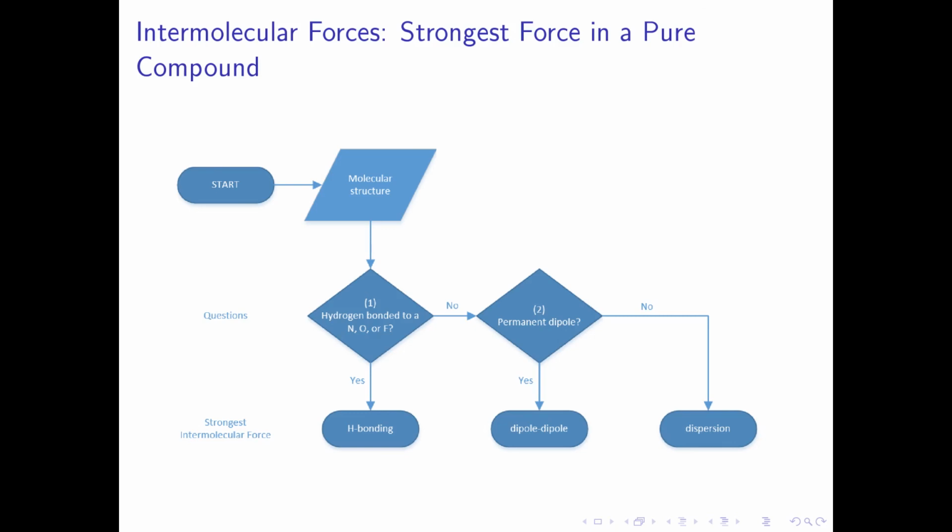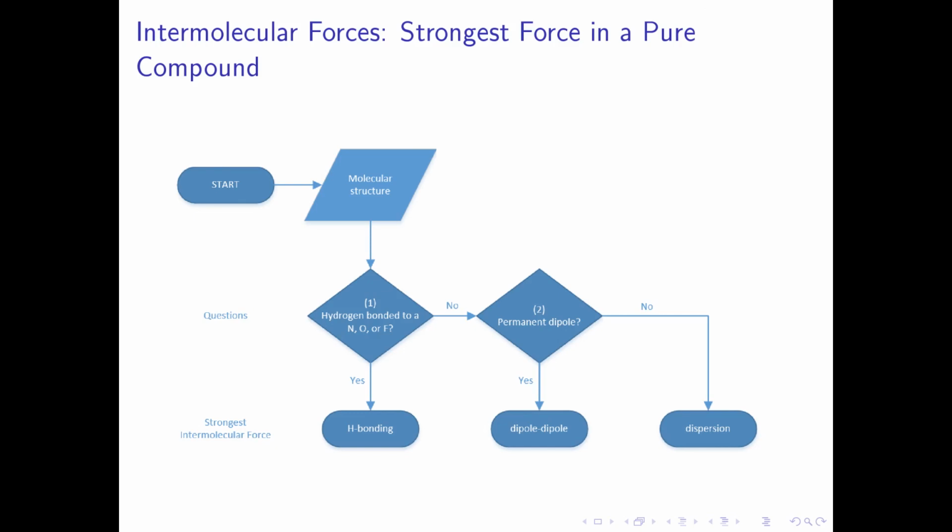To begin with, we must have some information regarding the molecular structure. In general, this could be a chemical formula or an actual molecular structure that's given to you. Once we have determined the molecular structure, we have to systematically identify the strongest forces through a series of questions. The first question we always ask is, do we have a hydrogen bonded to a nitrogen, oxygen, or fluorine? If the answer is yes, then our strongest intermolecular force present is hydrogen bonding.